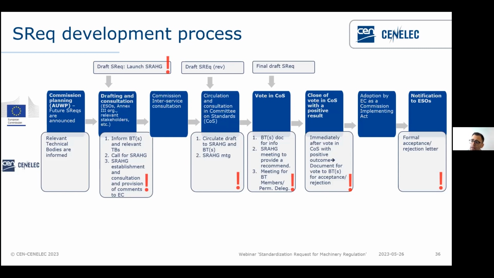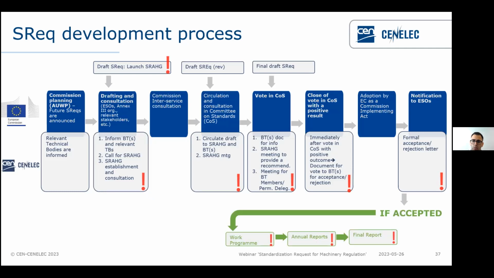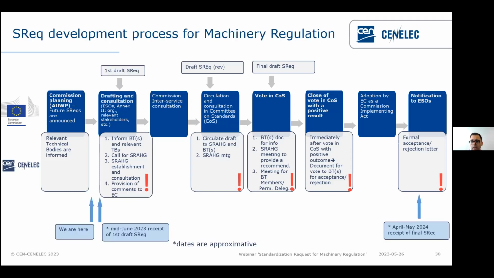By the way, the time frame from the closure of the voting in COS until the document is notified to ESOs can be more or less 8 weeks. So it depends, of course, it is just an estimation. It depends more or less on how the Commission is dealing with this. And of course, as soon as the standardization request is adopted and accepted, there is the obligation not only to develop harmonized standards, but we also have to prepare the work program, annual reports, and final reports. This is something that my colleagues will further explain.